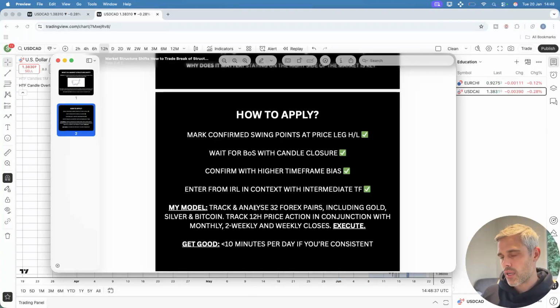My model is that I track and analyze 32 Forex pairs. I also track gold, silver, and Bitcoin. And I do this in conjunction with the monthly, 2 weekly, and weekly closes. And then I just wait and execute. Once you get good at this, you can do it in 10 minutes a day. And if you're consistent, you can take a lot of high probability trades.